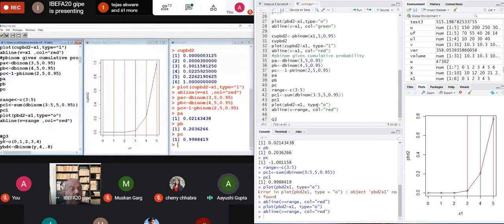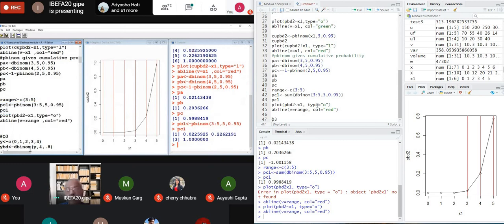So here, instead of sum D binom, we can use P binom. P binom? Yes, sir. Let me do it and show what happens now. Let us see. Good that you asked. Very good question. Let us see whether we get the answer. What did you get?